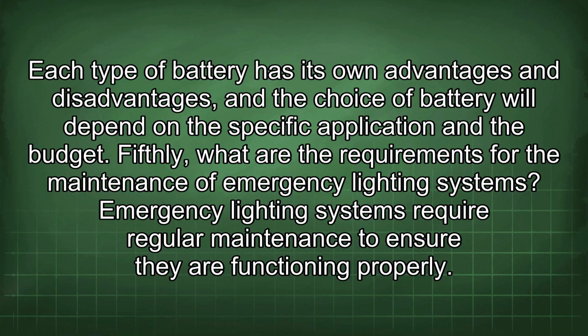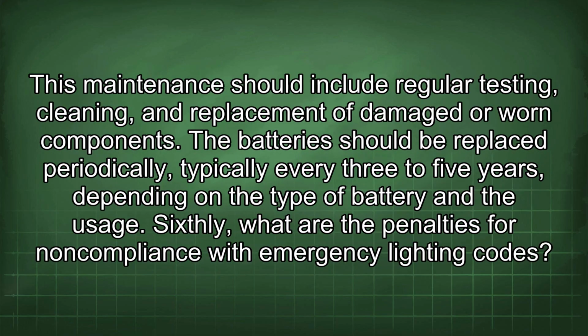Fifthly, what are the requirements for the maintenance of emergency lighting systems? Emergency lighting systems require regular maintenance to ensure they are functioning properly. This maintenance should include regular testing, cleaning, and replacement of damaged or worn components. The batteries should be replaced periodically, typically every 3 to 5 years, depending on the type of battery and the usage.